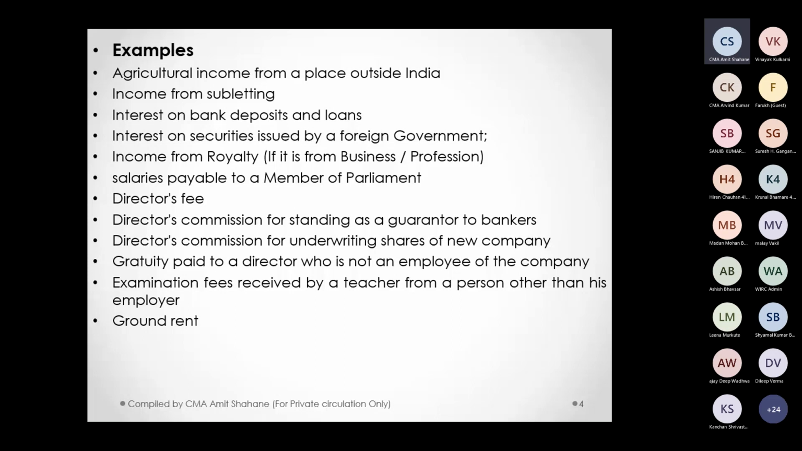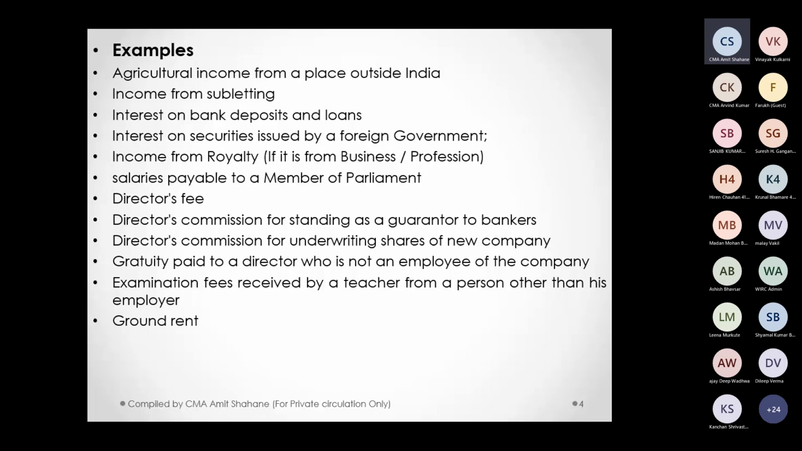So whatever the college pays him, whether it is salary, examination fees, or paper checking fees, that will be chargeable under the head salary. But whatever the university pays him, that will be chargeable under the head income from other sources. Right? Then ground rent. Now, what is ground rent?